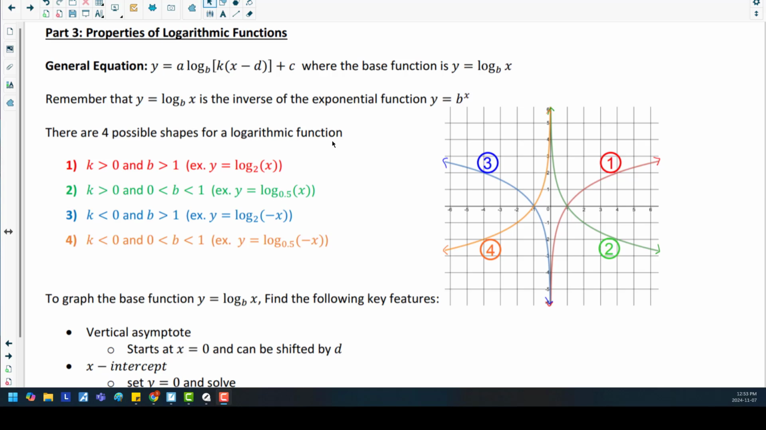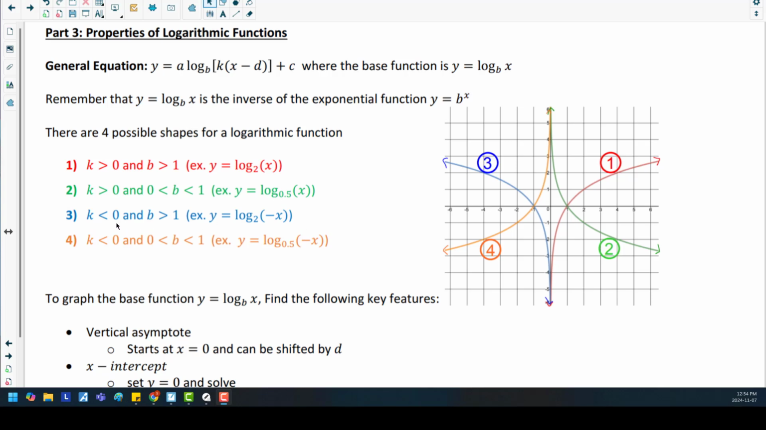Here's four examples that you should know, kind of similar to the four examples of exponential functions, where you have k is greater than 0 and b greater than 1. And this example is y equals log base 2 x. And that is shown here in this red graph here. It kind of starts down here, goes up, up, up, up, and grows. So that's example 1. Example 2, we have k is greater than 0, and b is between 0 and 1. So a log with a base value that is a fraction or a decimal. And that looks like this green graph here, and it's growing down, so it's decreasing.